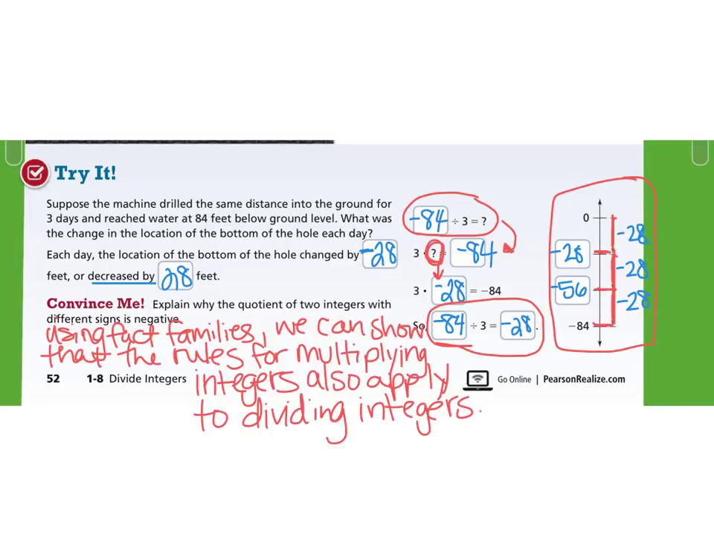What we know is that we can use the idea of these fact families to show that the rules for multiplying integers also apply to the rules for dividing integers. In other words, when we multiplied a positive and a negative together, the answer was negative. Likewise, if we divide a positive and a negative number, the answer is negative. So the rule is the same for division as it is for multiplication.